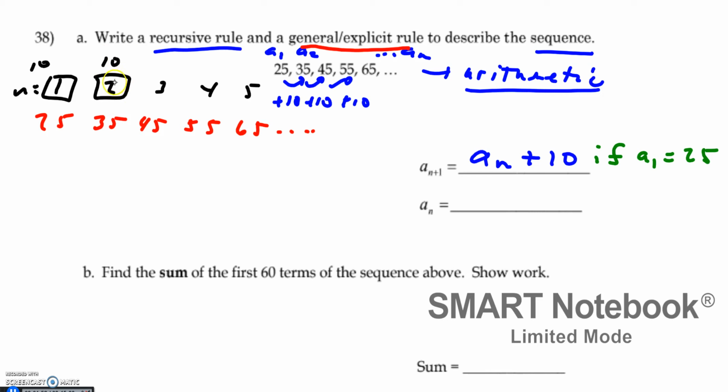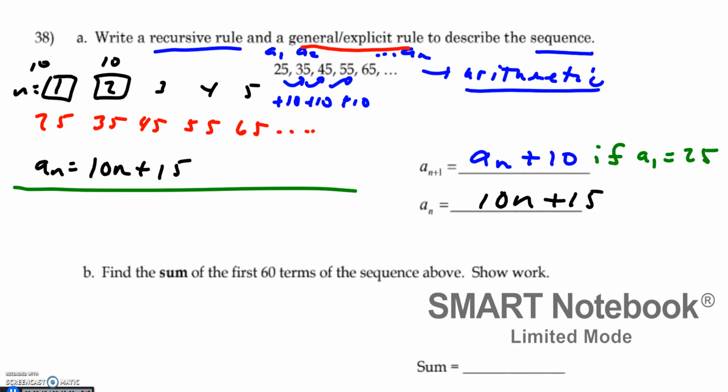We got 20. Then 20 plus 15 again gets me 35. So we generalized and made the formula. I take the n term, multiply it by 10, and then add 15 to get to my output values. And so my answer is definitely 10n plus 15. But I remember some of you didn't necessarily like the guess and check method. So if you're interested instead, if you know this sequence is arithmetic, you could use the arithmetic formula instead of the guess and check method.